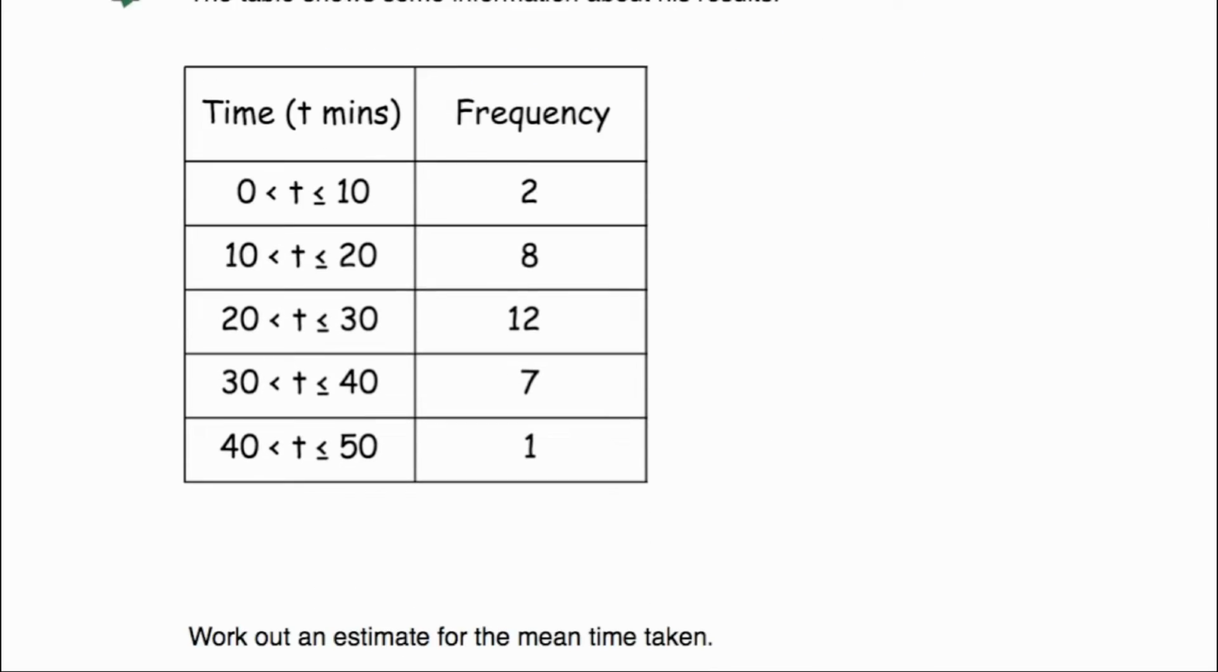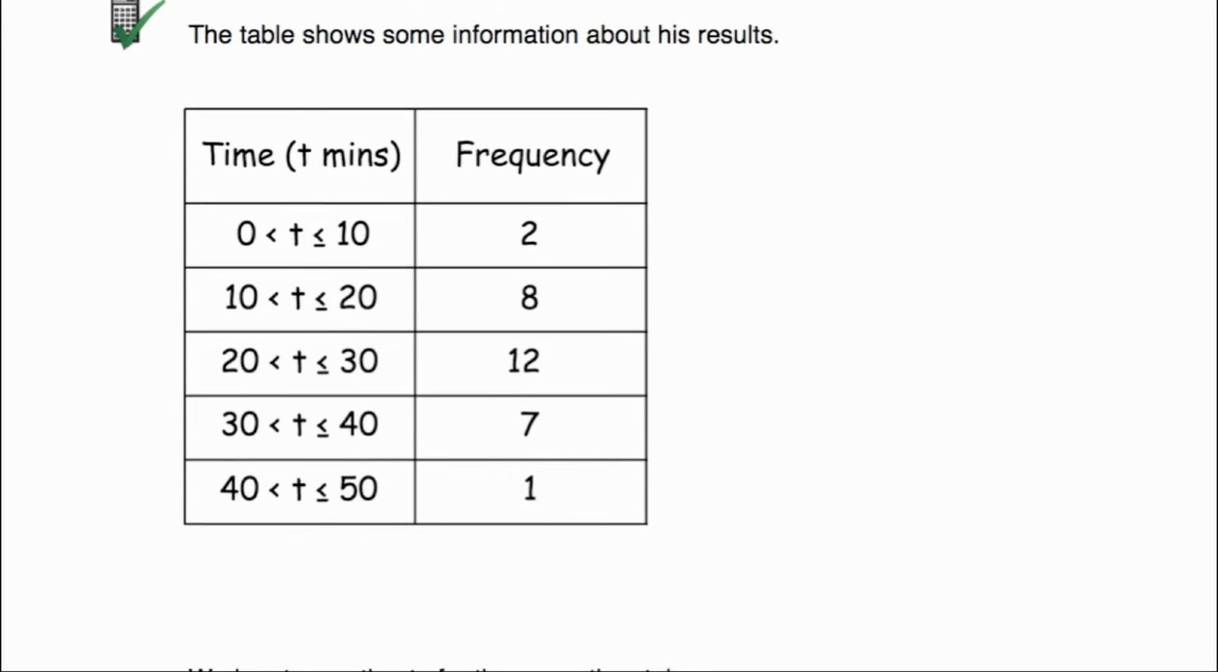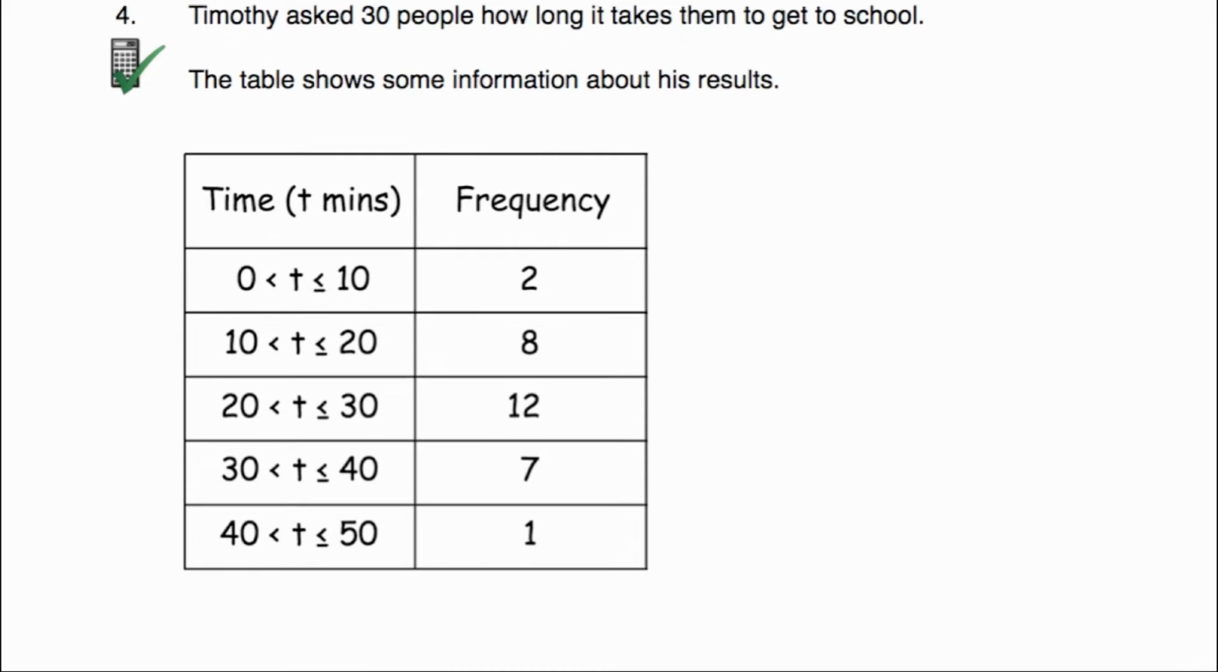In this question, we've been asked to work out an estimate for the mean time taken, so we need to work out the estimated mean. So to work out the estimated mean, remember we need our 2 extra columns, our midpoint, x, so x being the midpoint of each of the categories, and we've got our fx. Now if we have a look at our first group, we've got 2 students and they've taken more than 0 minutes, and unless they live in school, that makes sense, and they take less than or equal to 10 minutes.